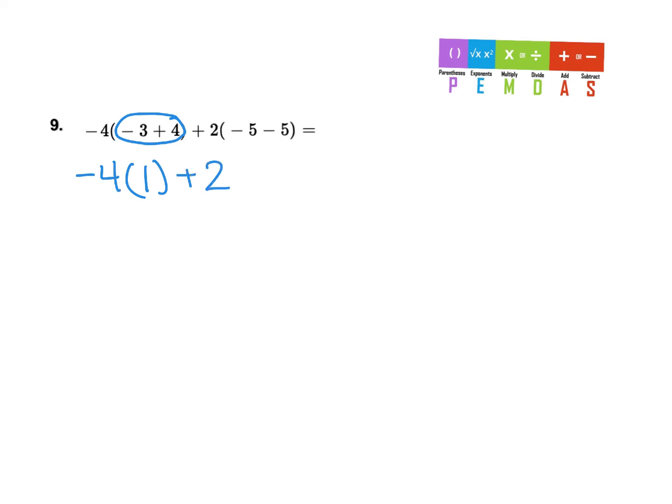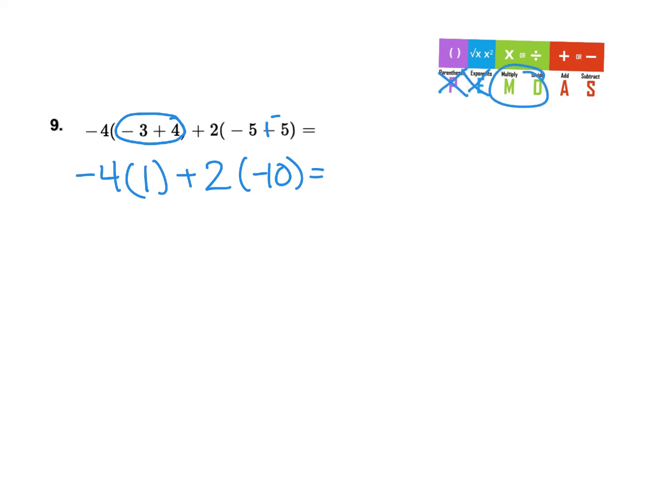Now, negative 5 minus 5. Don't get mixed up. That's not 0. It's negative 5, and you're going another negative 5. So that's going to be a negative 10. All right, so our parentheses are done, and we don't have any exponents.